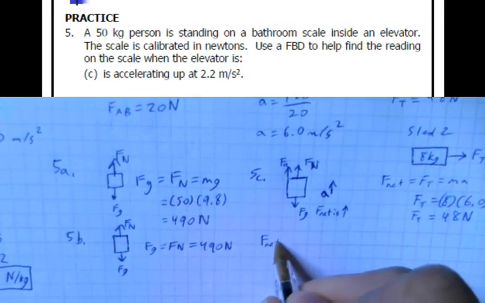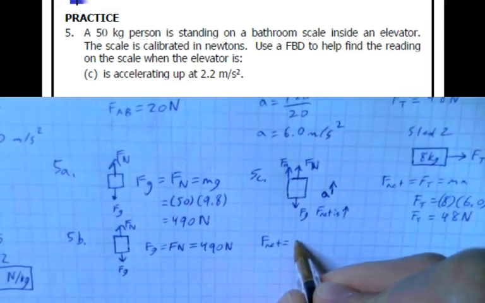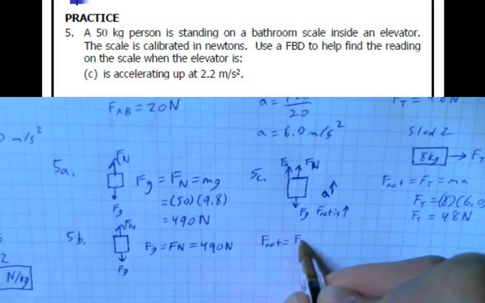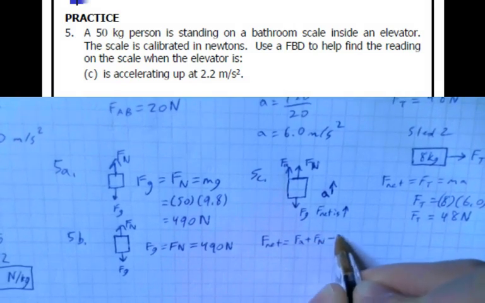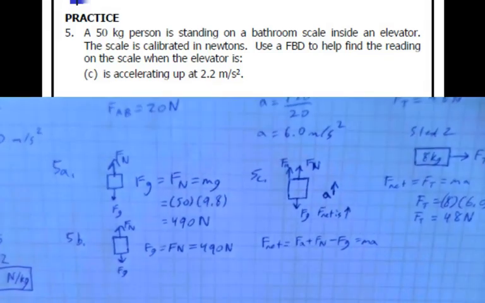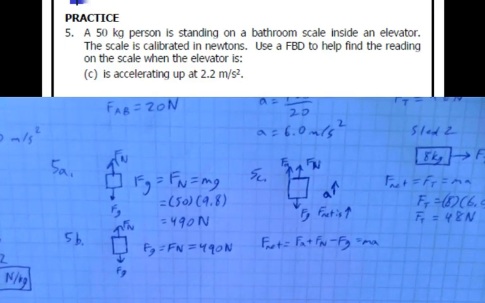So now our F net is equal to, sorry, our F net is equal to Fa plus Fn minus Fg. And we have that equal to ma. In this case, we know our m and we know our a. We know our Fg as well. That's mg.